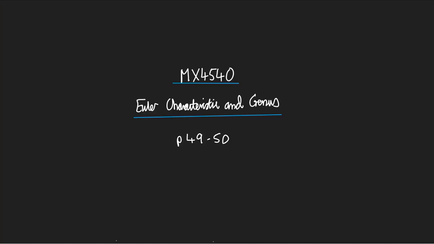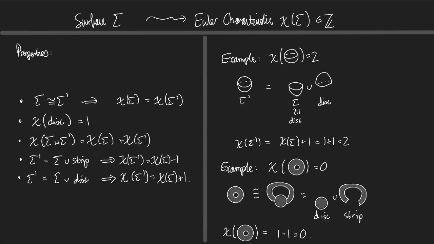Good day, and here is a mini lecture about the Euler characteristic and the genus of a surface. In the previous video, we learned what a surface is, vaguely, and now we're going to learn how we tell them apart. So, here we go. To any surface sigma, I can associate a number, an integer, called the Euler characteristic of sigma, and it's written chi of sigma. That's a chi.